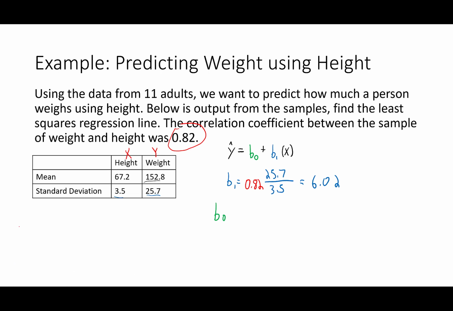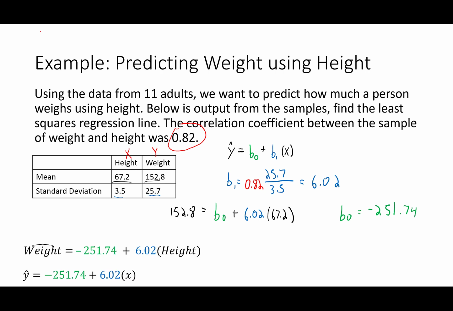Y bar is 152.8. Our slope we just found to be 6.02. And x bar is 67.2. If we were to do this out and solve for b0, we'd get b0 equals negative 251.74. This is how we find our slope and intercept.